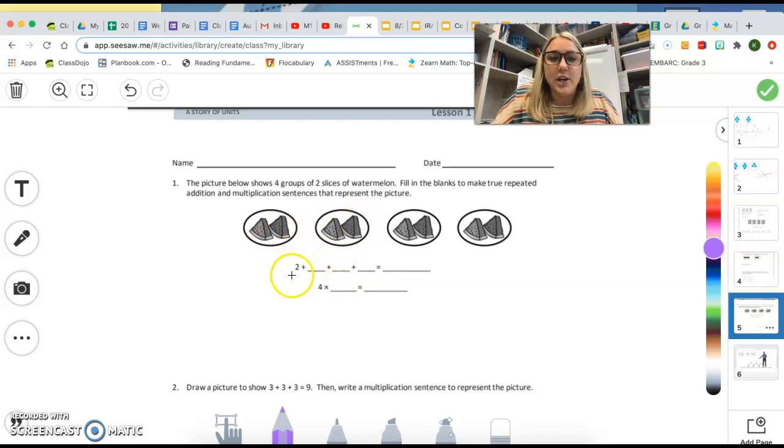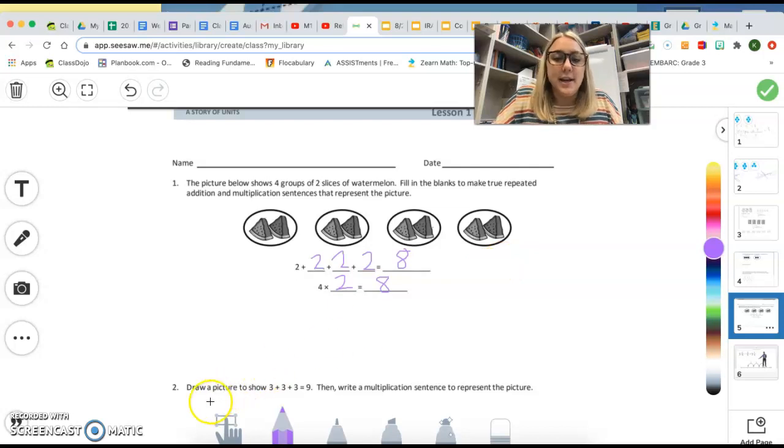So repeated addition, you're going to do 2 plus 2 plus 2 plus 2. Okay, well, that's easy. We can really just count by 2s if we wanted. 2, 4, 6, 8, right? It's going to equal 8. 2 plus 2 plus 2 plus 2 equals 8. Now, I'm going to do multiplication. I have 4 groups of 2. So I have 4 times 2 is going to equal 8.